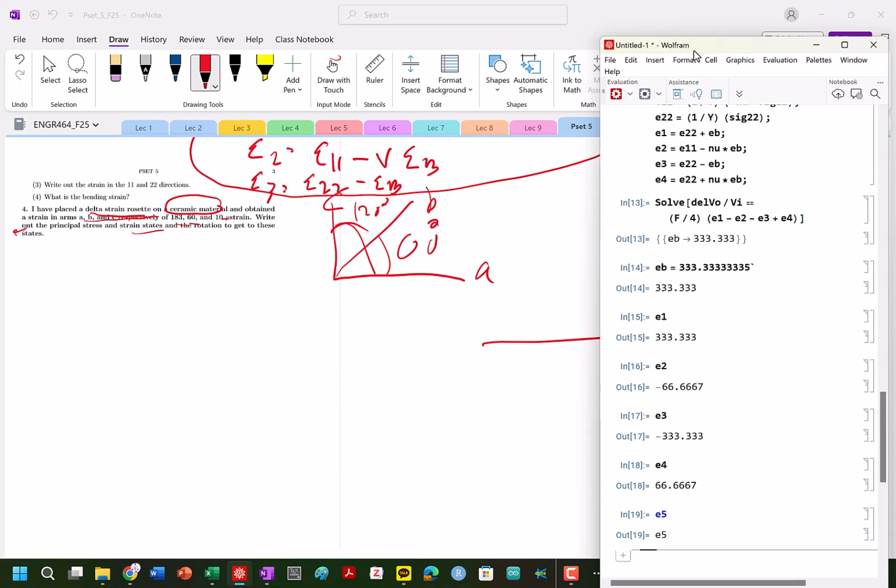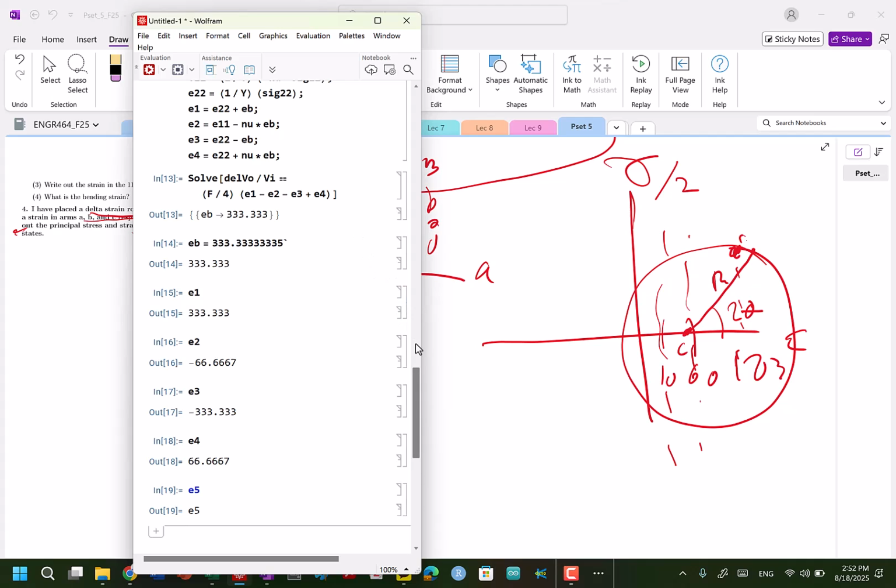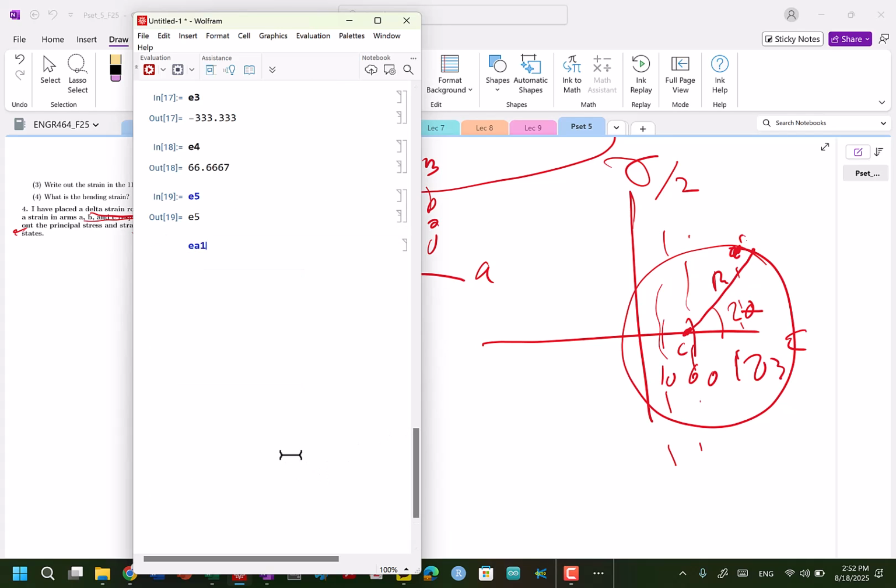So let's say, for example, EA equals 183 times 10 to the minus 6. EB is equal to 60 times 10 to the minus 6. And EC is equal to 10 times 10 to the minus 6. Now we're going to solve. Our first expression will be EA set equal to C plus R times cosine of 2 theta, and we're going to set it in degrees.